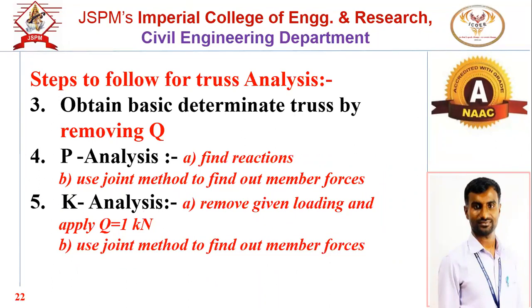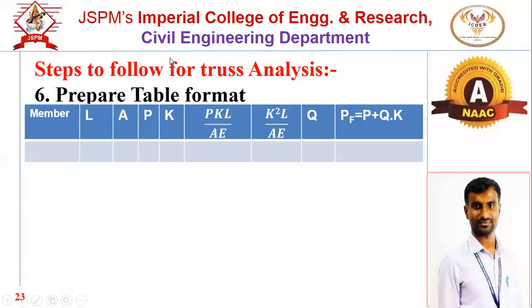Means in the joint method we have to use summation Fx equal to 0 and summation Fy equal to 0. This is the K analysis. Next we have to prepare the table format. We write down the member in the first column, then length of the member, area of the members, then P forces that we have calculated in the P analysis, then K forces, then PKL by AE, then K square L by AE.